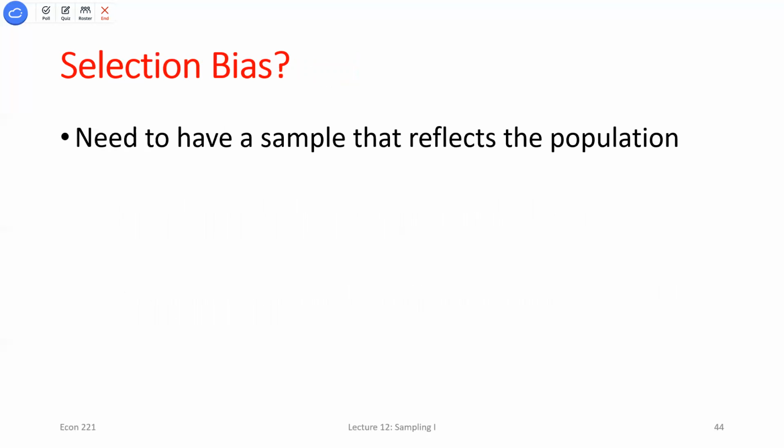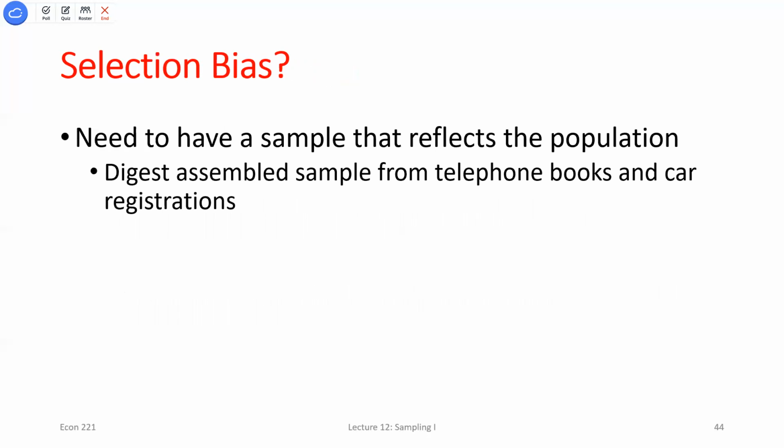So for selection bias, we need to make sure we have a sample that reflects the population, and we're not over-selecting Republicans in this example. Now, the problem was what the Literary Digest did: the 10 million people they sent these surveys to, they got the names and addresses by cross-referencing telephone books and car registrations. So in order for them to have your name, you had to own a car and have your own telephone line.